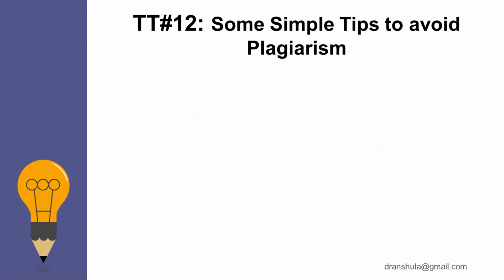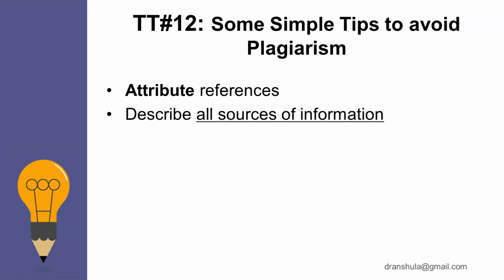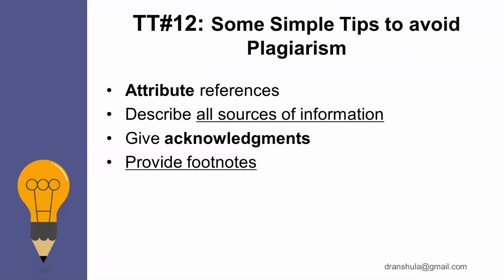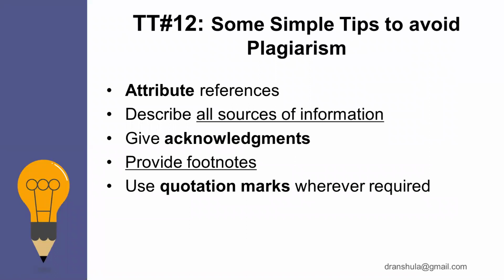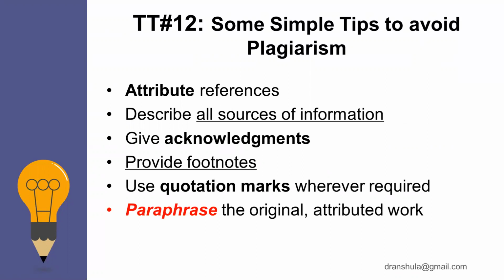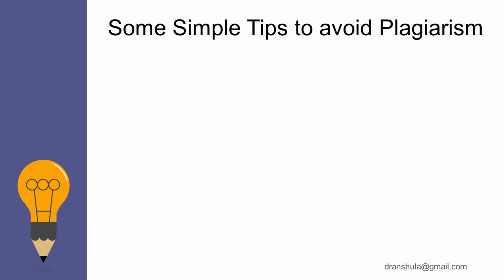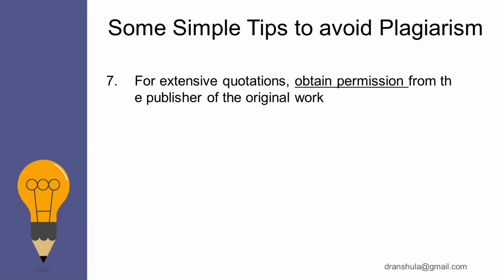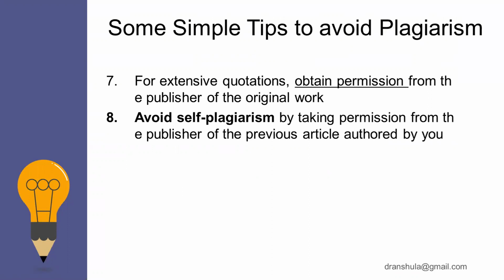So some simple tips to avoid plagiarism: attribute references, describe all sources of information, give acknowledgements, provide footnotes, use quotation marks wherever required. If you think more than 3 words were used from someone's article, or you paraphrase the original, attribute the work. For extensive quotation, obtain permission from the publisher of the original work. Avoid self-plagiarism by taking permission from the publisher of a previous article which you have authored, if permissions are required.